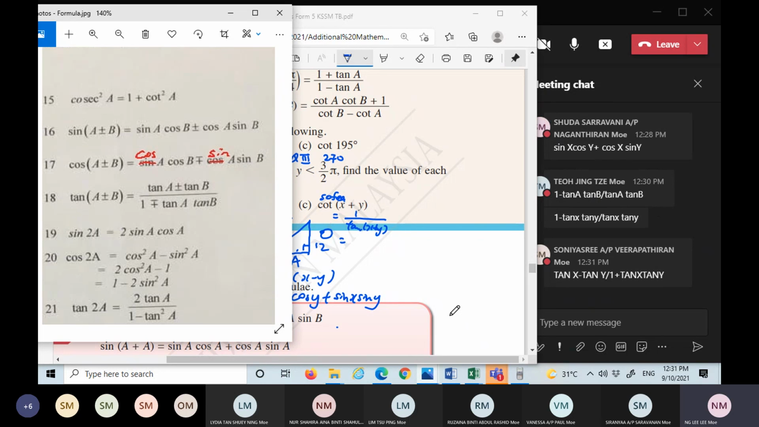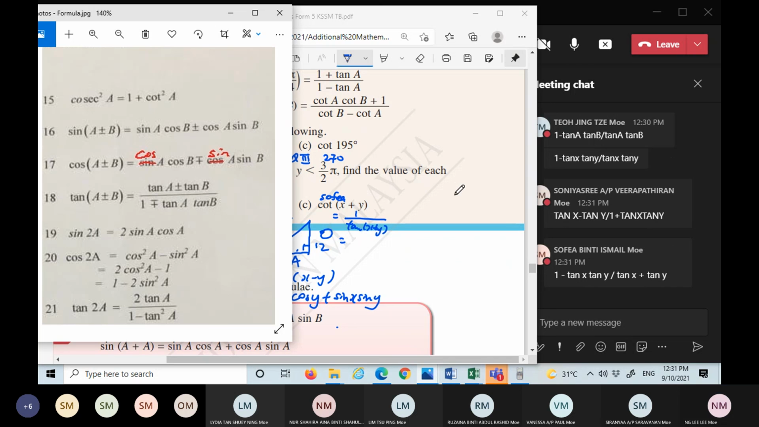Okay, Sophia, 3. Sophia, 3, the sign is wrong because it's plus. So plus, you got to choose the one on the top. So here is plus, here is minus. And then you have to make it upside down because this is cotangent. Okay, Sophia, 1 minus. Okay, Sophia, correct. Okay, don't send anymore. Okay, Sophia get the mark.